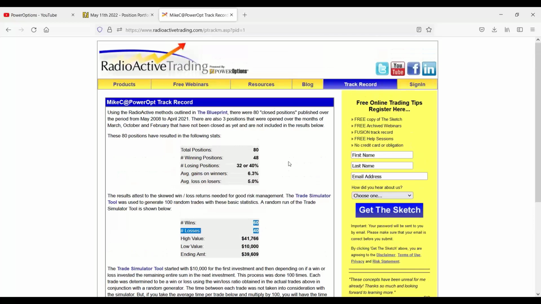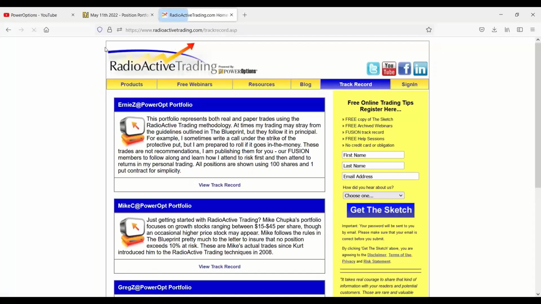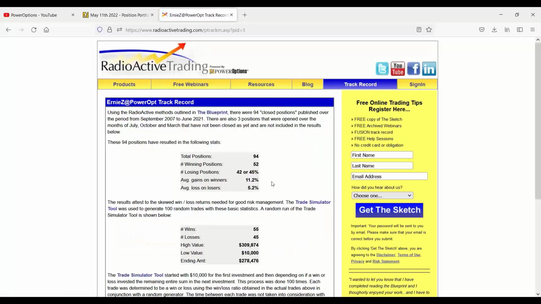but it's not a 50-50 win ratio, it's 60% of the time. This is the average win and loss on the winners and the losers for the 80 trades I've done in the married put portfolio on Fusion since 2008. Ernie's is more of 50-50. I use 50-50 in that simulation we just showed, but mine's 60-40, 60% winners, 40% losers. Ernie's 50-50, but he's got a better average win ratio. He's up at about 10, 11% while keeping his losses to 5.2.